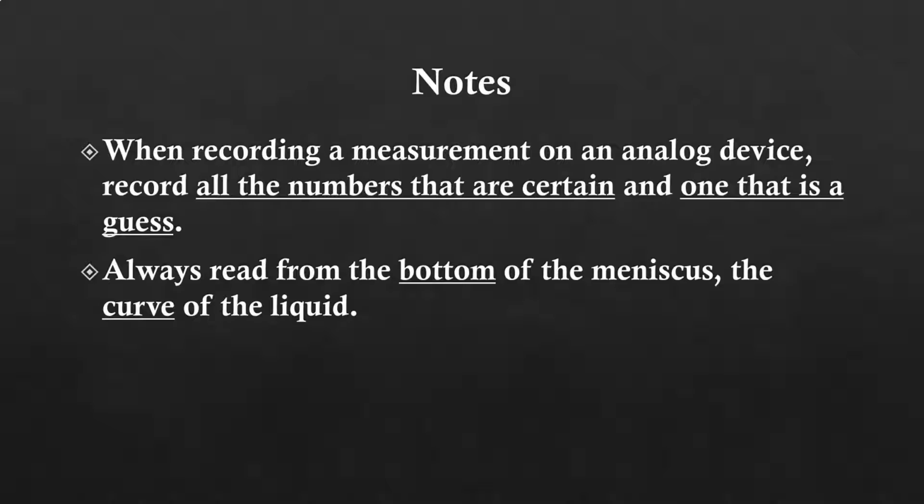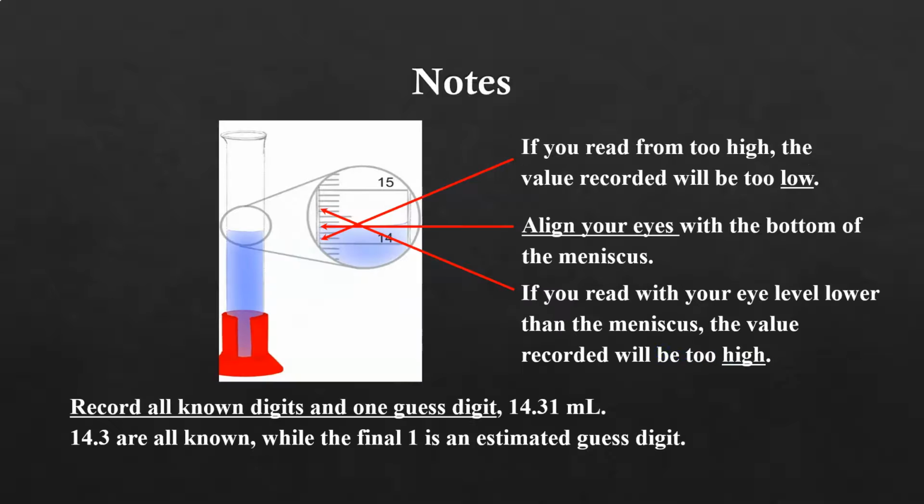If you are measuring a liquid, you always read from the bottom of the meniscus, which is the curve of a liquid, and we will look at that. So here we see that there is a curve slightly on this liquid. You always read from the bottom part there. If you read this from too high, the value is going to be too low. If you read it from too low, it's going to be too high. So you always want to have it resting on the table, whatever liquid you're measuring, and align your eyes by squatting or bending slightly with the bottom of the meniscus.